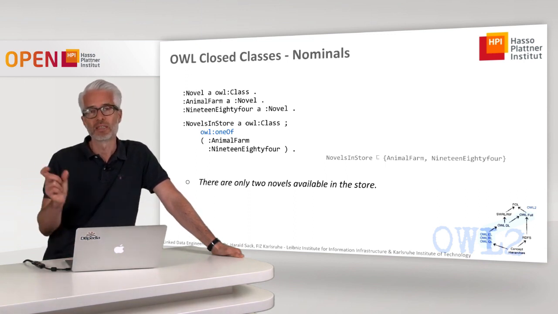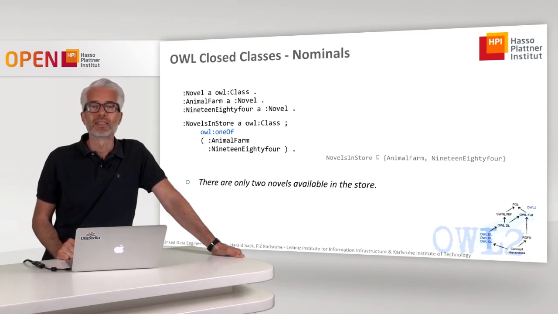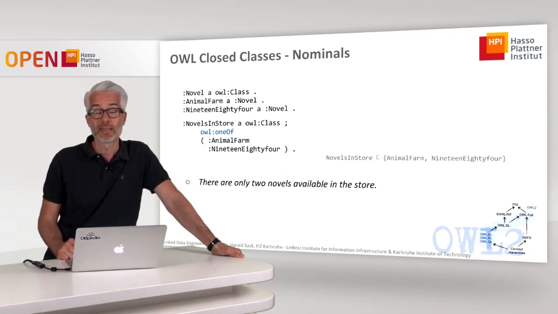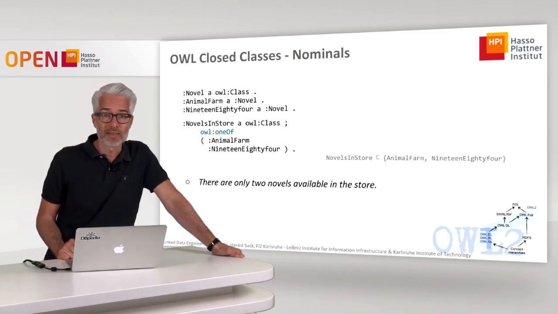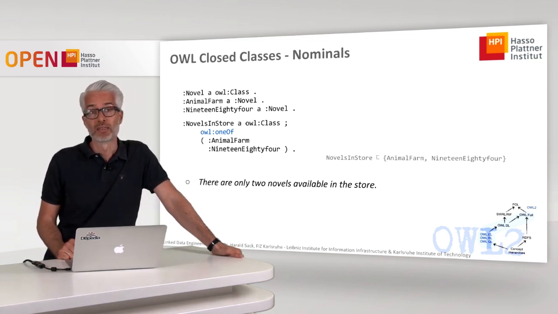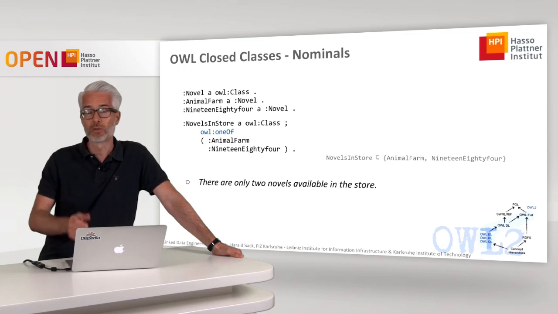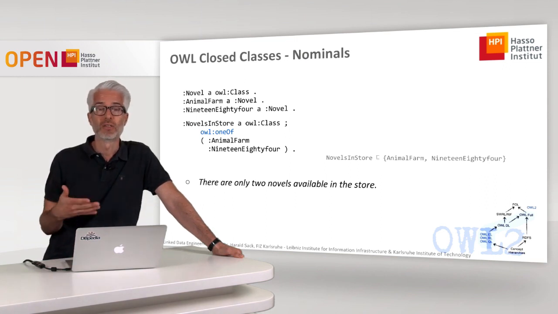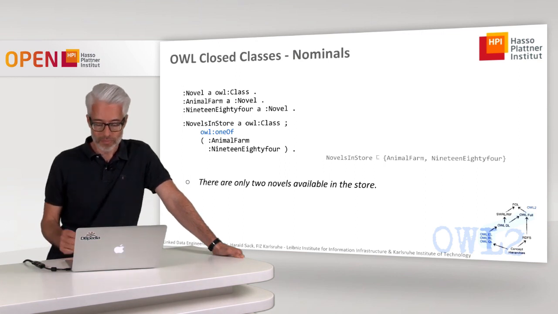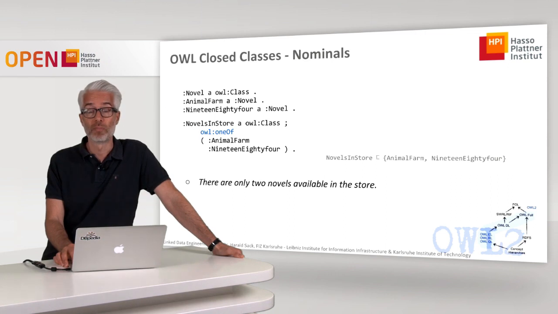So this is a special keyword of the OWL vocabulary, which is a property and which states that the class which is related to exactly that property contains the collection of things which are mentioned as an object. So here Animal Farm and 1984. And you can of course continue this collection of things. No problem. So if you define a class as a collection or a set of individuals, these are so-called nominals. This is one way to define complex classes.